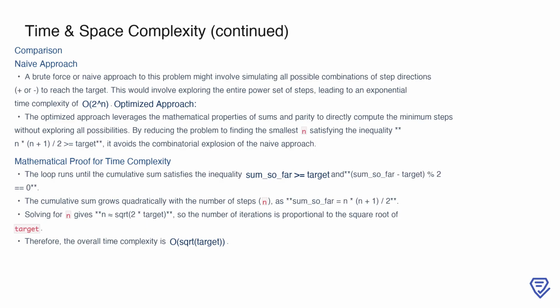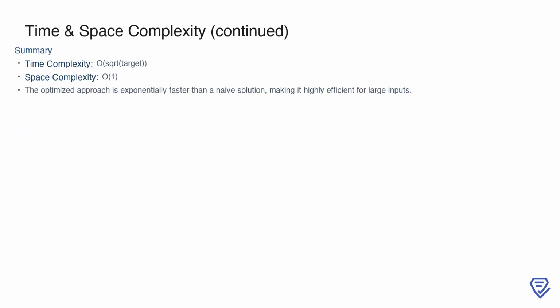Thus, the optimized solution achieves a time complexity of sqrt target. In summary, the solution to the reach a number problem is both time and space efficient. The time complexity is sqrt target, as the algorithm iteratively computes the smallest number of steps required using a mathematical approach. The space complexity is 1, as it only uses a constant amount of memory regardless of the input size.